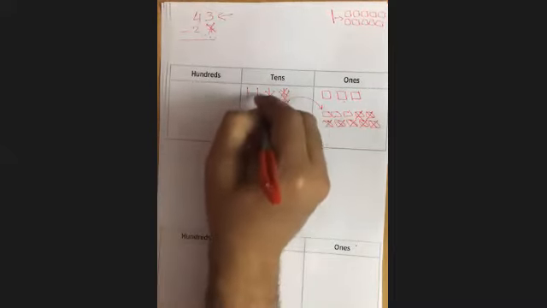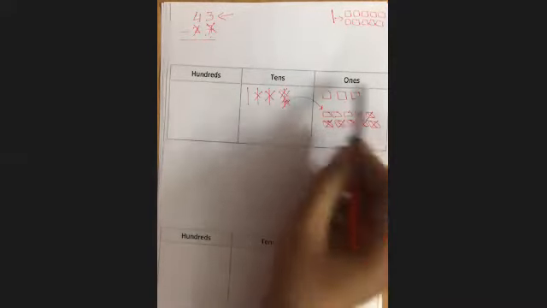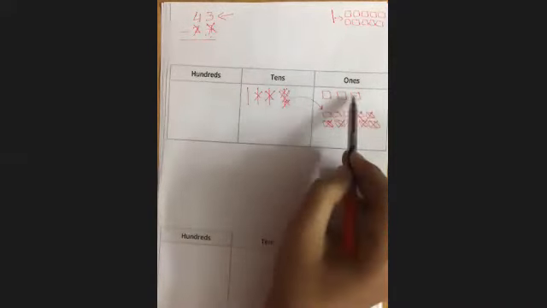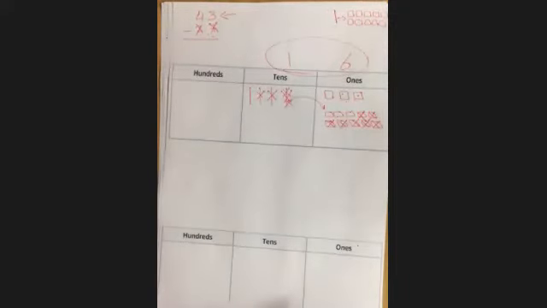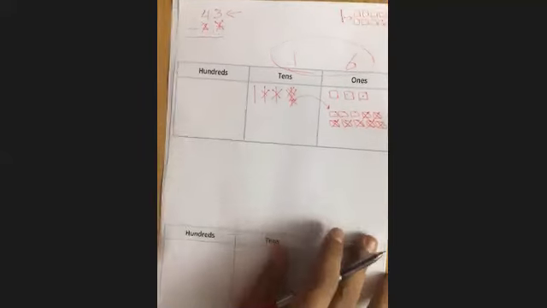We need to cancel 2 from tens. 1, 2. So now we cancel 2. We need to write the remainder. We will count the remaining squares here. 1, 2, 3, 4, 5, 6. Here we have 6, and here we have 1. So the answer is 16. Another exercise like this one, because this is an important exercise.